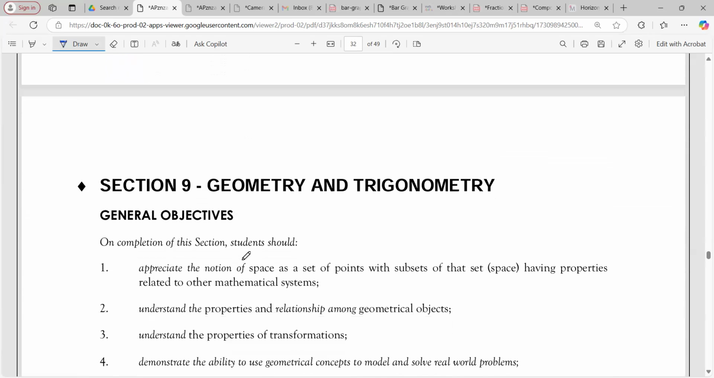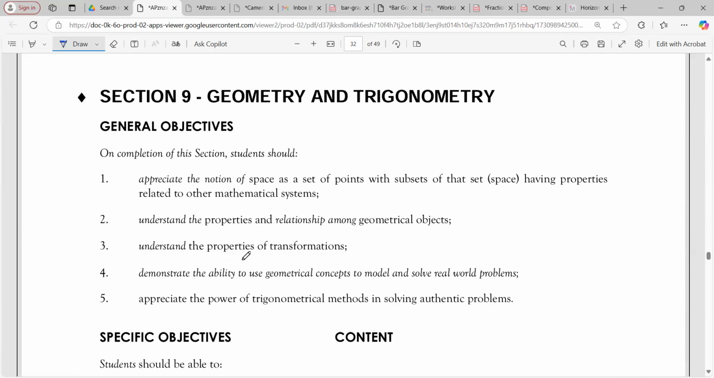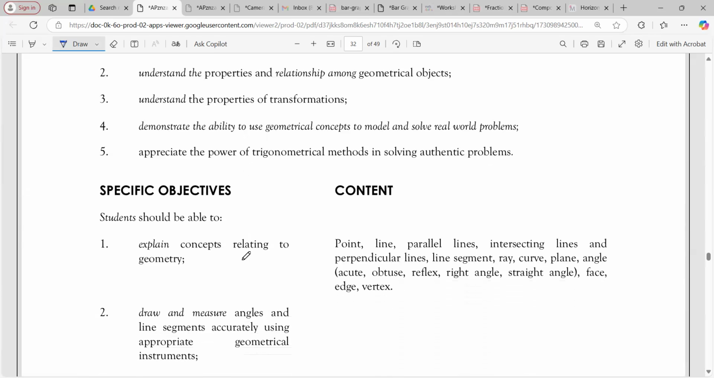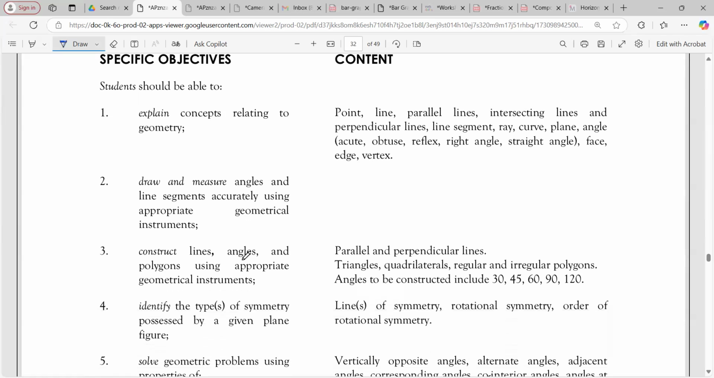And next up, we have geometry and trigonometry, which is 9 and 10. And we know that a lot of students tend not to like these. It's to explain the concepts related to geometry: point, line, parallel lines, intersecting lines, and perpendicular lines. Line segment, ray, curve, plane, angles such as acute, obtuse, reflex, right angle, faces, edges, and vertex. You must be able to do all of that, all right?